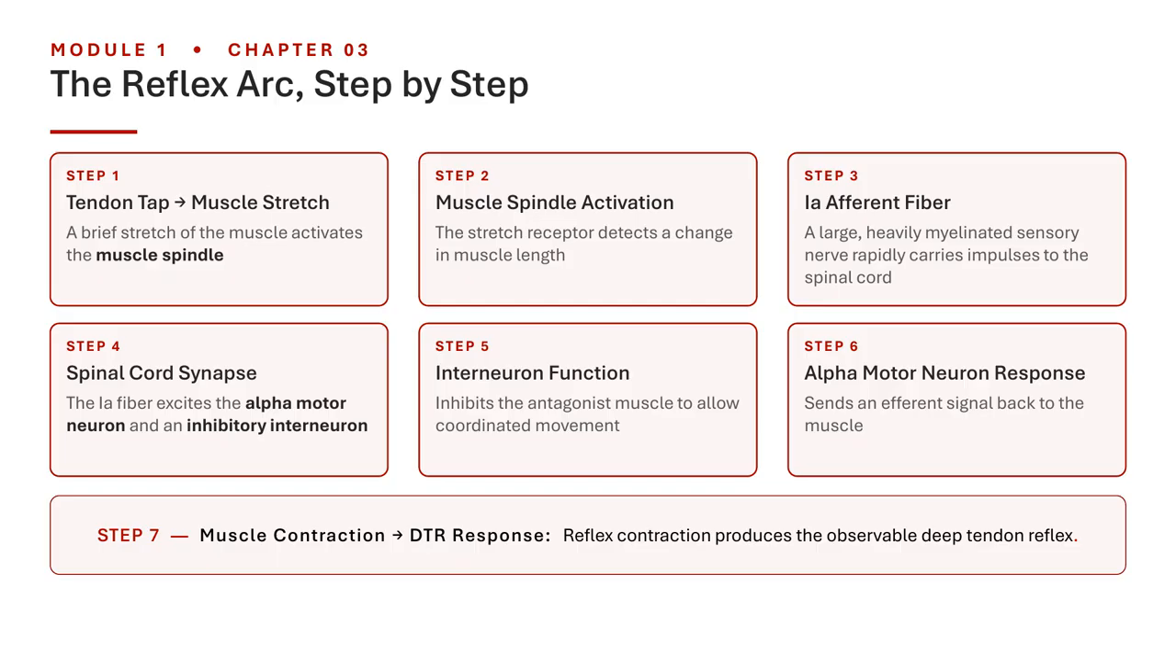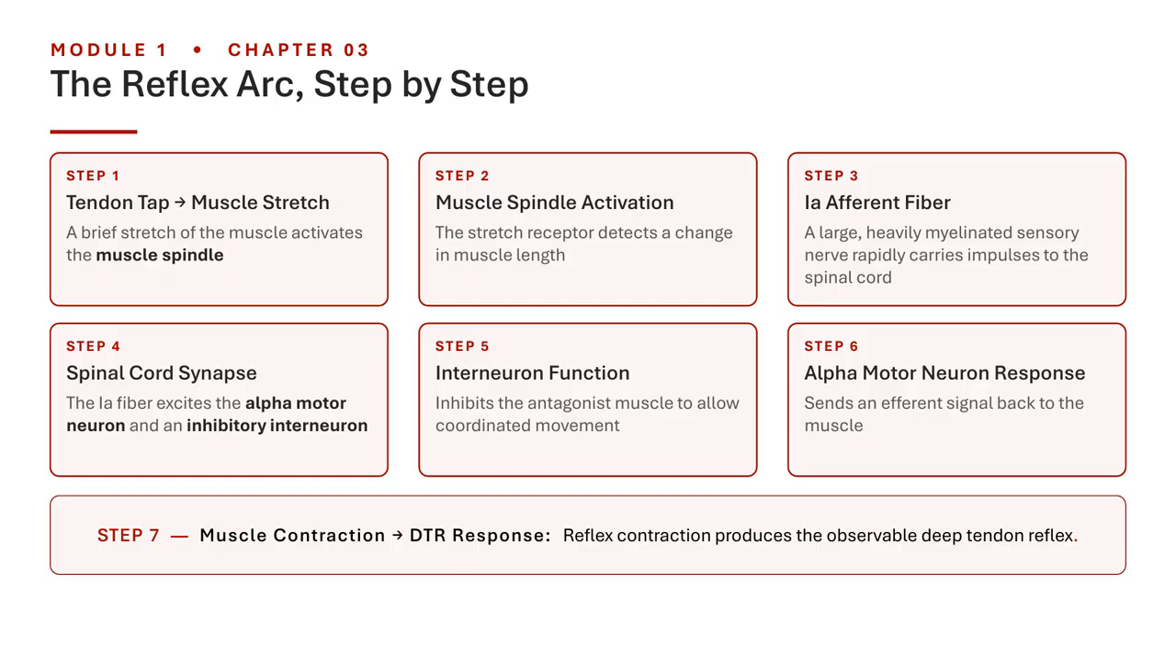Step 3, the IA afferent fiber. That signal is immediately carried by the IA afferent, one of the largest, most heavily myelinated nerve fibers in the body, toward the spinal cord. Because of its heavy myelination, conduction is fast, 80 to 120 meters per second. Step 4, the spinal cord synapse. The IA afferent enters the cord through the dorsal root and makes direct excitatory contact with the alpha motor neuron in the ventral horn. Simultaneously, and I want to emphasize that word simultaneously, it activates an inhibitory interneuron.